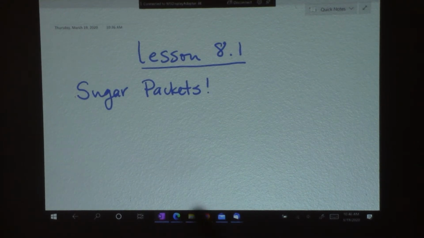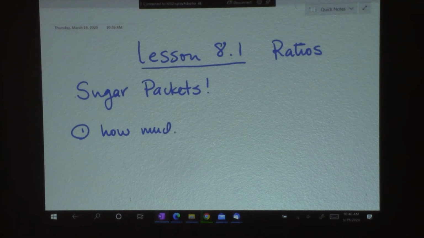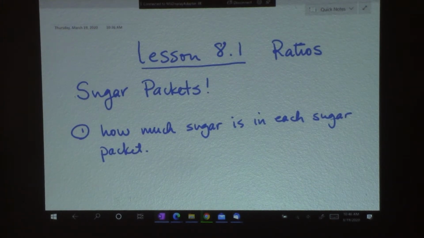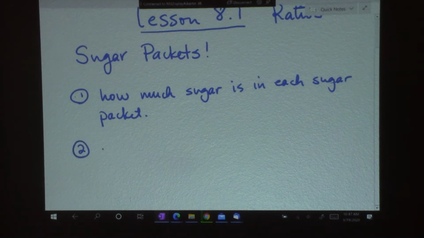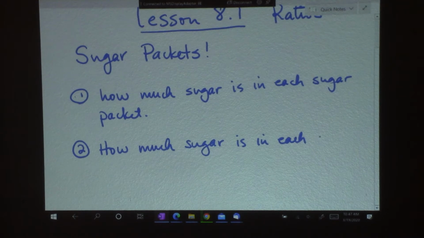Our new chapter is about ratios, and we're going to use ratios to answer the question that was in the video. We want to know how many sugar packets it takes to sugar a 20-ounce bottle of Coca-Cola. So we need a few things. We need to know, one, how much sugar is in each sugar packet. And the second thing we need to know is how much sugar is in each bottle of Coke.